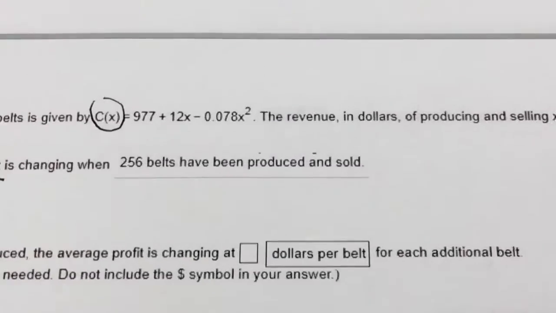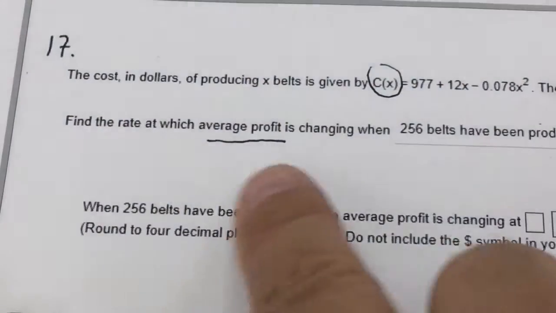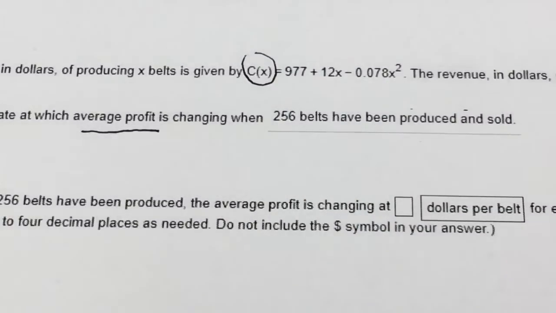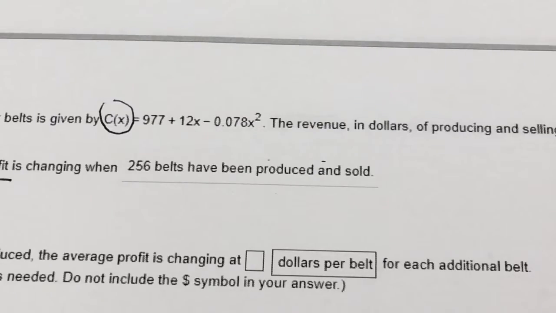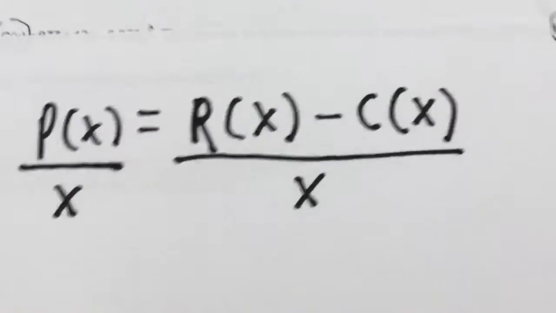So they want me to find out the average profit, and notice it says rate, so that's a derivative, average profit when it's 256 belts. So I have to find the revenue, the cost, subtract them to get the profit, and then divide it by X.